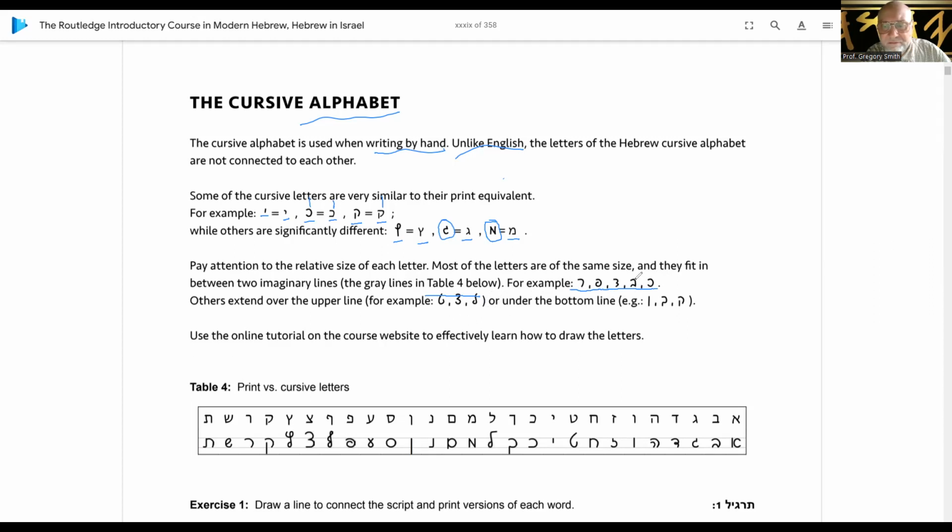Okay, in other words, if you were to put these two lines here, these ones would fit in between. But some of them have little tails that go up above or under the bottom line. For example, stuff like this. If you see the line here, you might see a little tail sticking out here. Okay, so like the imaginary line on a sheet of paper. So use the online tutorial on the course website to effectively learn how to draw the letters. Oh, so they've got a tutorial there. Well, let's take a look at that real quick.